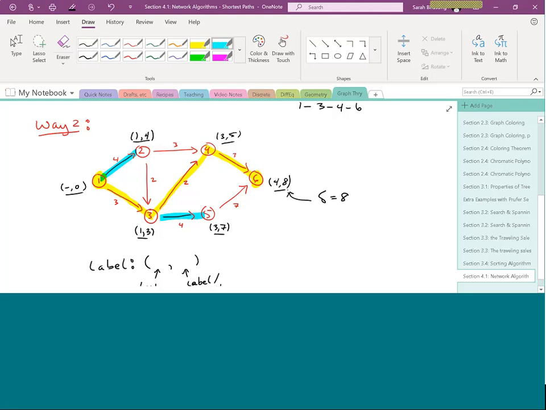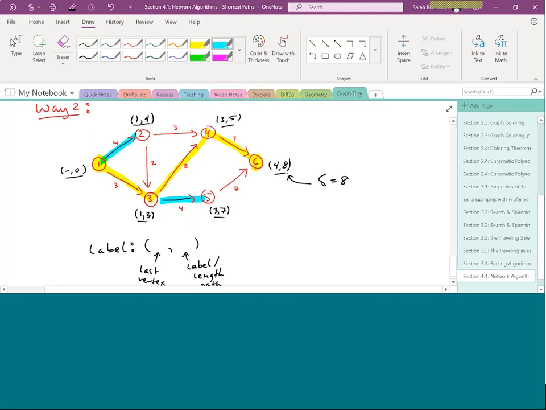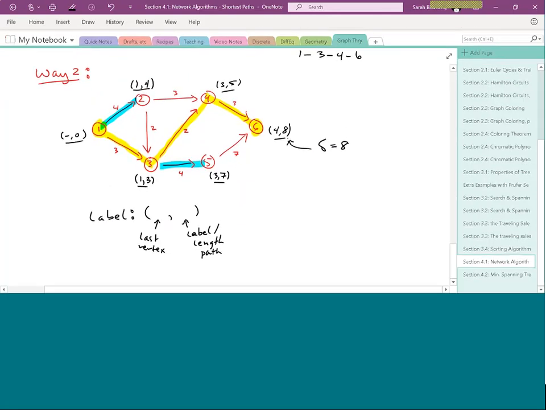Questions? Make sense? Yes. Sorry. Let me actually get rid of this part right here. That is the entirety of way 2. And the yellow part is that same shortest path. That is a good question.